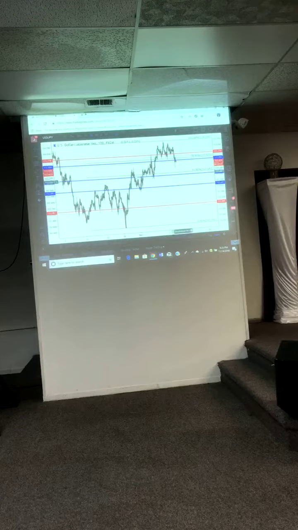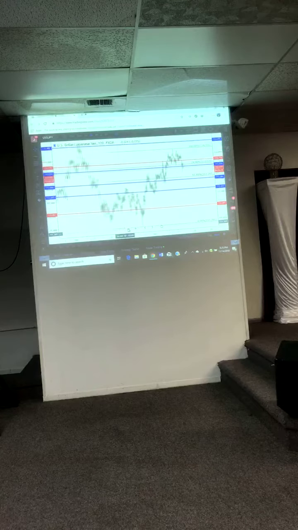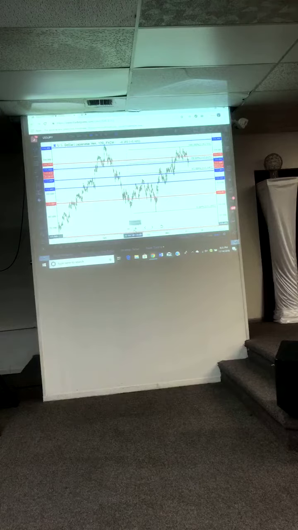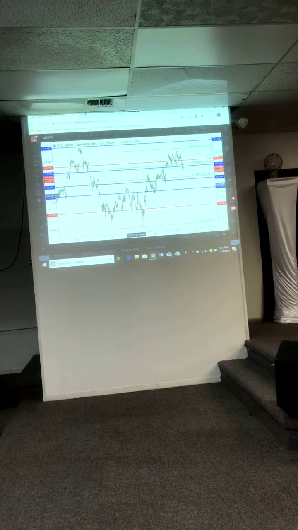The reason I say that is support and resistance. Fibonacci is nothing but support and resistance, guys. So you see how I marked up my support and my resistance before I even threw Fibonacci on here. Now look how accurate it is.